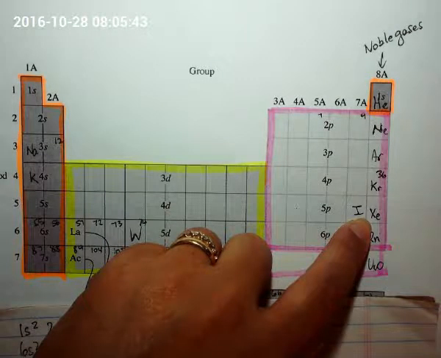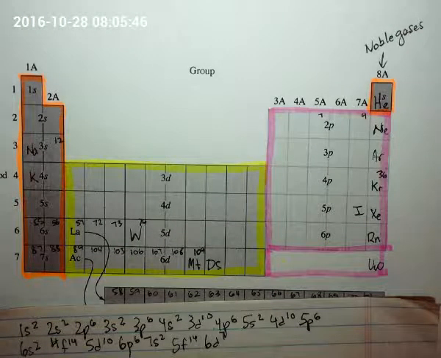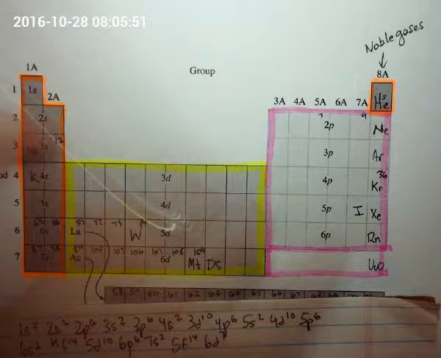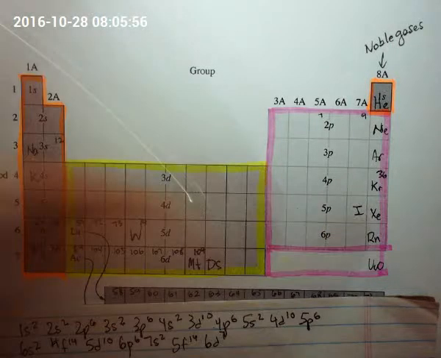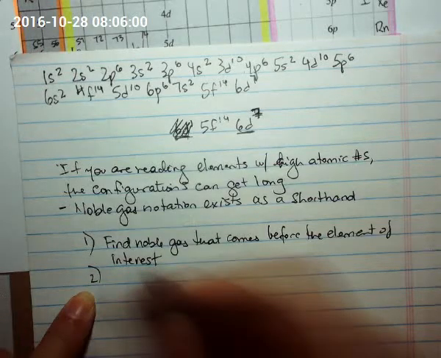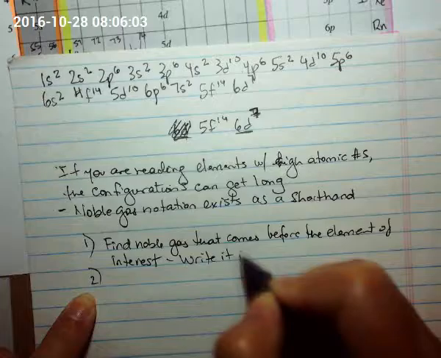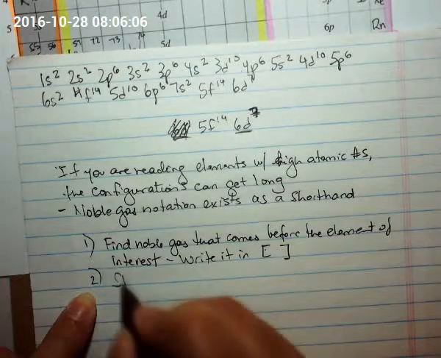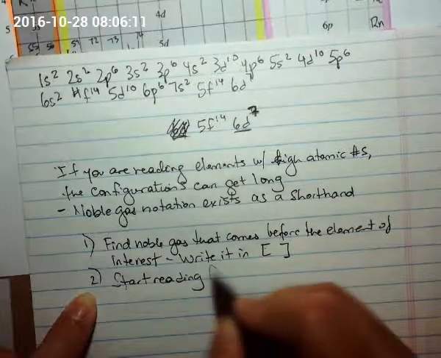What you do with the noble gas configuration is you write the symbol for Xe in square brackets, and then you just start reading from there. So you find the noble gas that comes before the element of interest, write it in brackets, and start reading from that noble gas, like you were before.